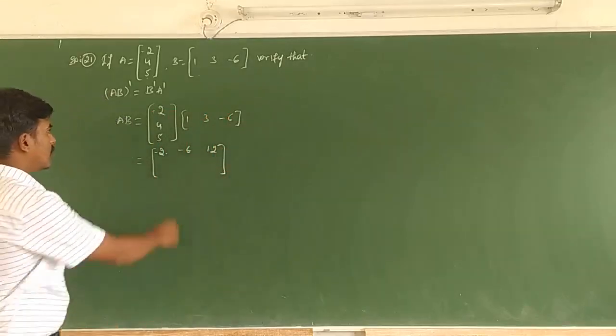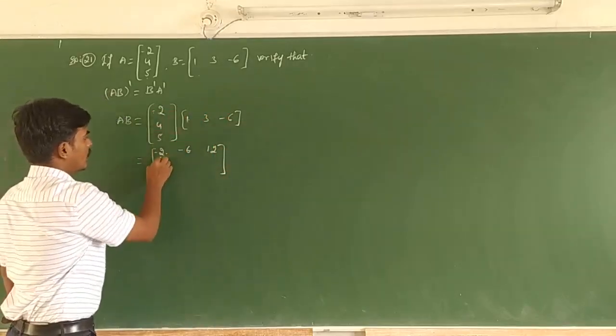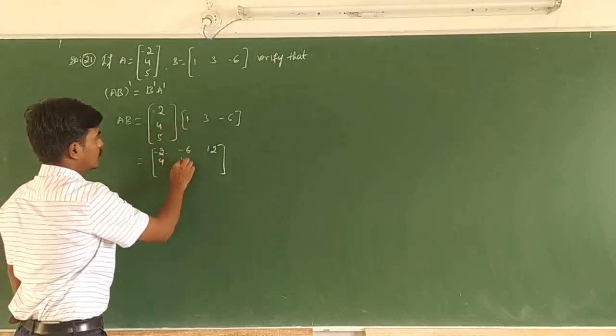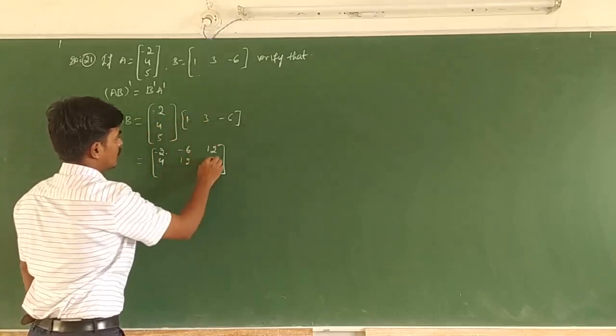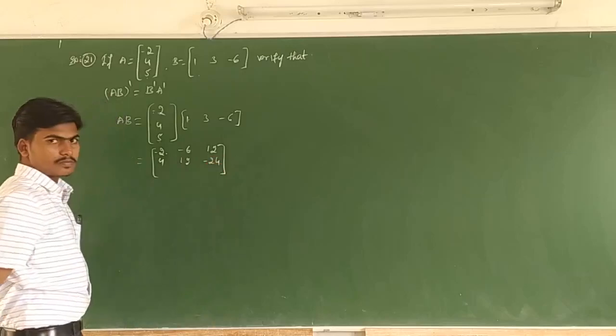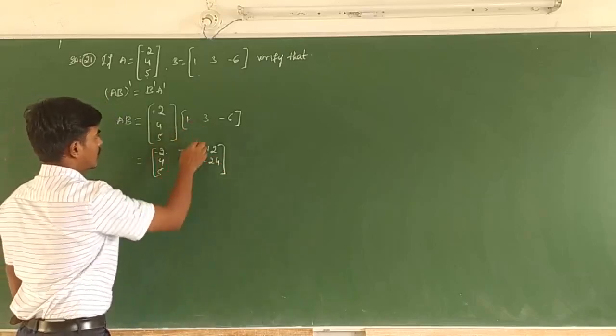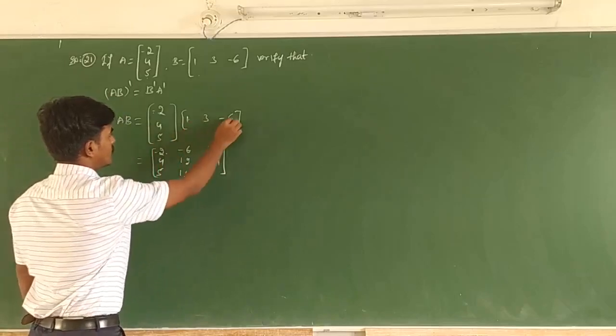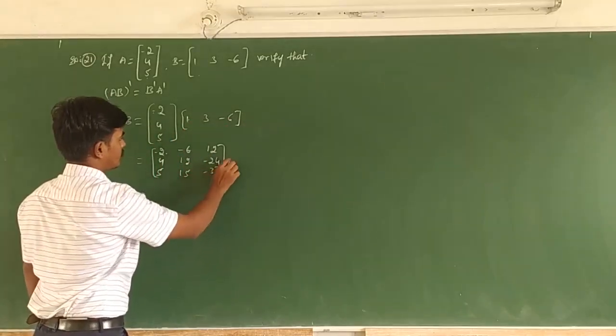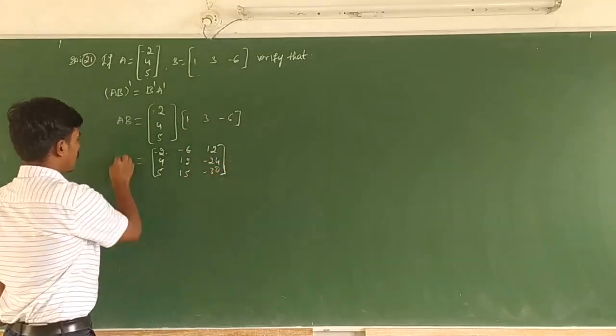Next, second row with each column: 4 into 1 is 4. 4 into 3 is 12. Next 4 into 6 is 24. Next, 5 into 1 is 5. 5 into 3 is 15. 5 into 6 is minus 1. This is AB.